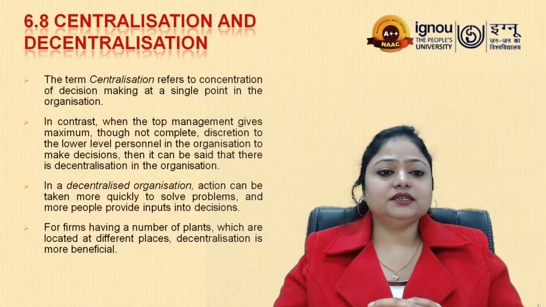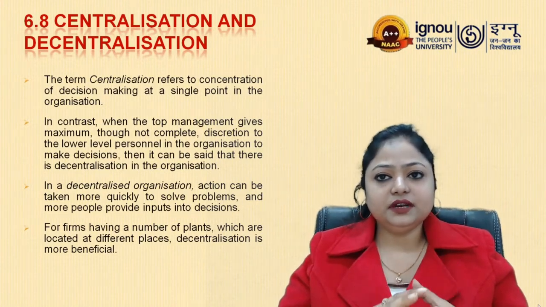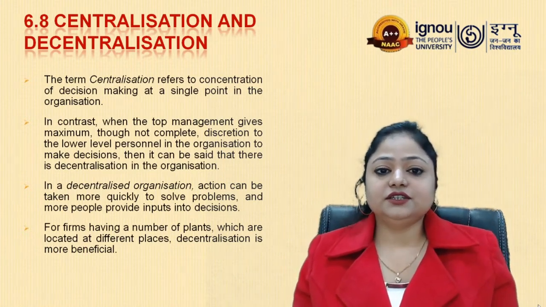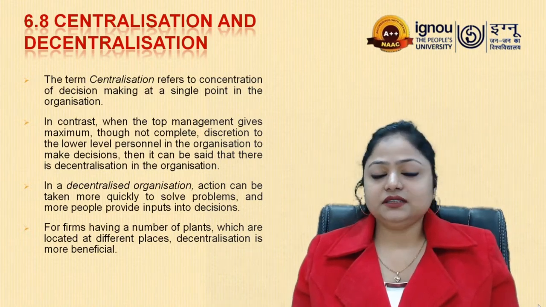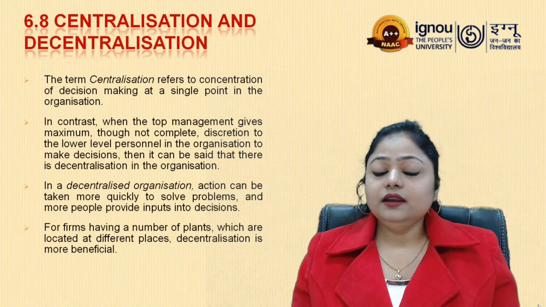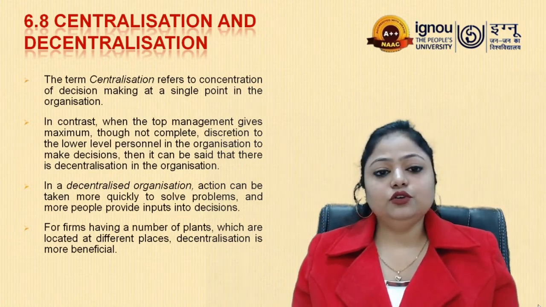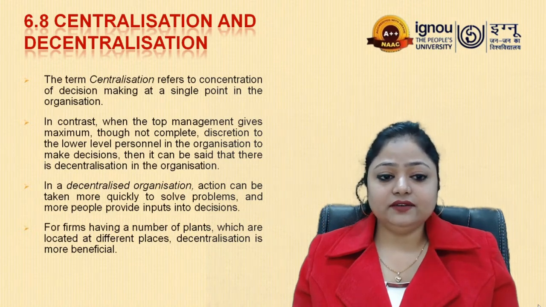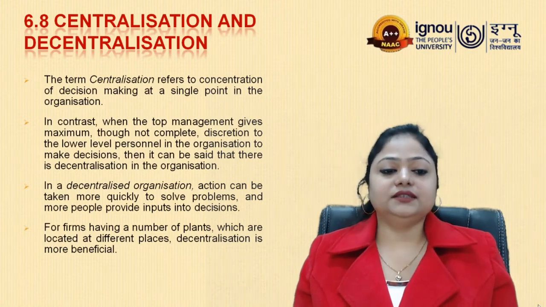Then there are the terms centralization and decentralization. These terms are very much pertinent when it comes to organizational structure. Centralization refers to the concentration of the decision making power at a single point in the entire organization. In contrast, when the organization's top management gives maximum, though not complete, discretion to lower level personnel to make decisions at their level, it can be said to be a decentralized organization.